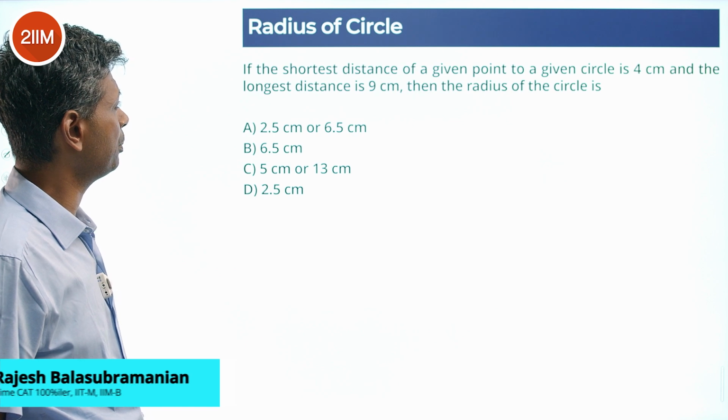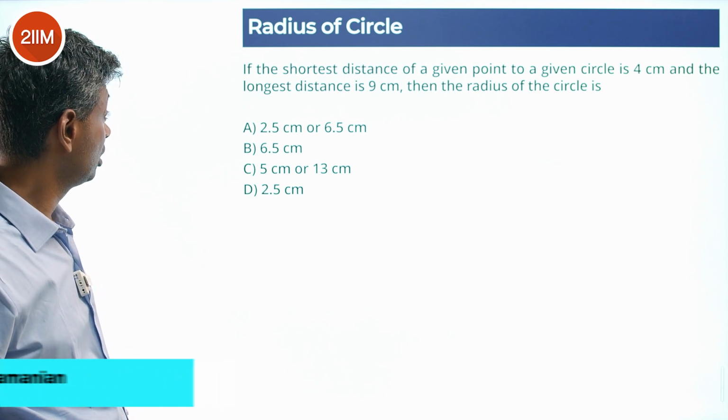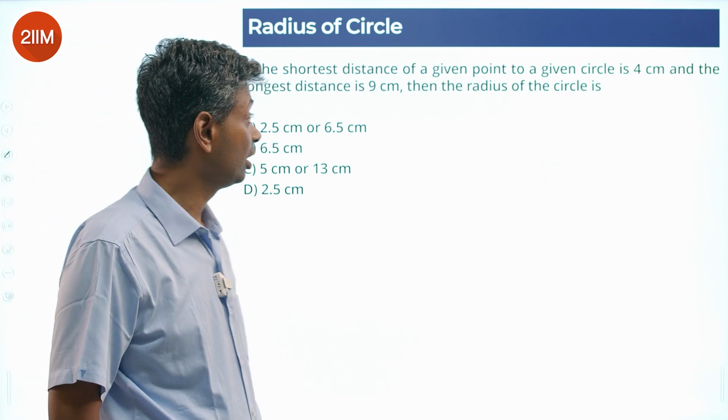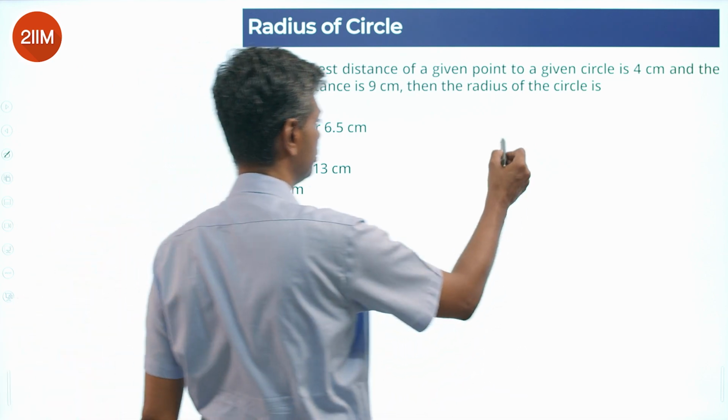The shortest distance of a given point to a given circle is 4 centimeters. The longest distance is 9 centimeters. What is the radius of the circle? Nice and simple question.